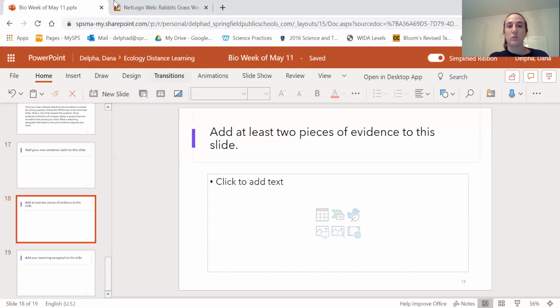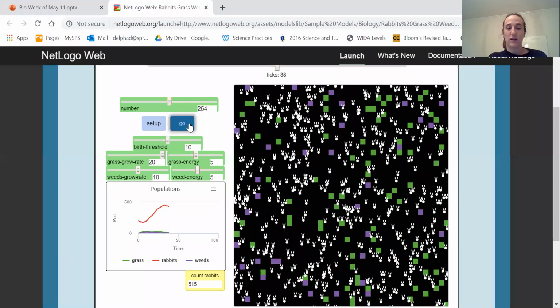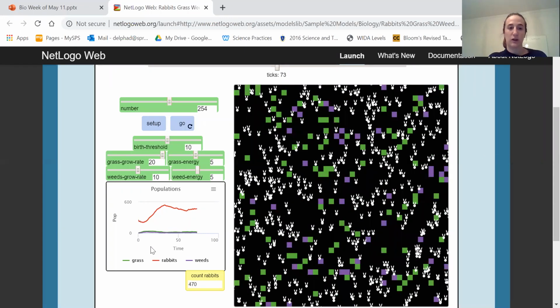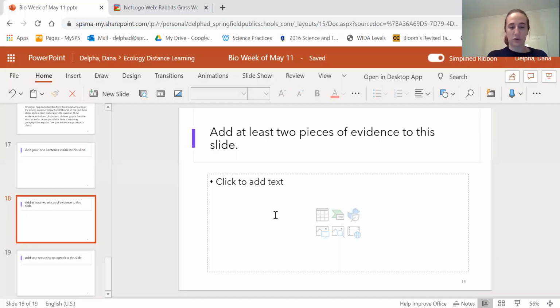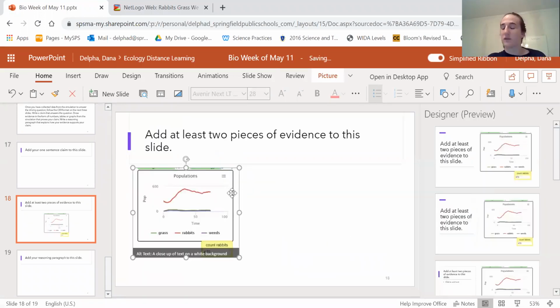For your evidence, if you wanted to, you could use, here, I'll just click go. If you wanted to use this graph in your PowerPoint, you can use the snipping tool like we did last week. Create a new snip, take a nice picture of it, Control V or paste, and it shows up right there. So you can use that as a part of your evidence as long as you explain it in your reasoning how it supports your claim.